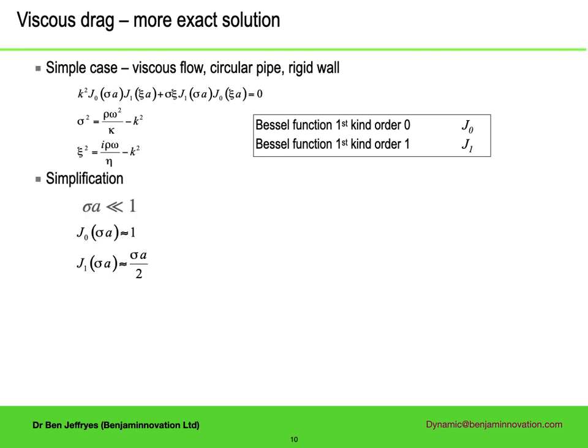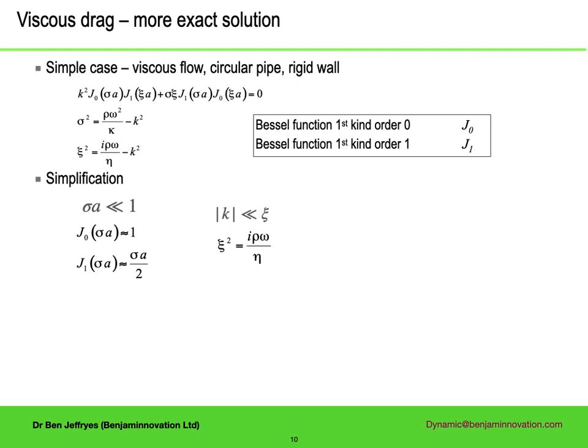Although the two terms sigma and psi look quite similar, in SI units, the bulk modulus kappa is about 10 to the 9. The viscosity eta is less than 1. For the dimensions and frequencies of interest, sigma times the radius a is very small, so can be approximated by their values close to 0. J0 of sigma a is 1, and J1 of sigma a is sigma a over 2.